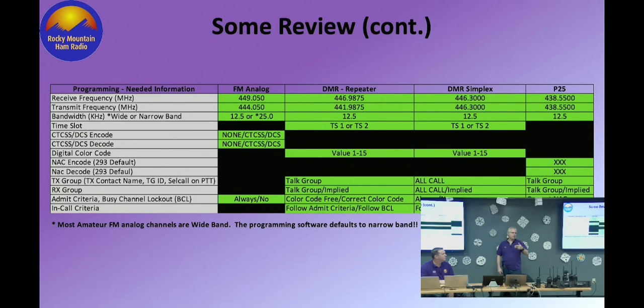CTCSS, for encode and decode, is not required, but you can put it on so the repeater actually encodes it. And if you want to hear it on your radio and not some of the garbage when you're driving around, you'll put it on the decode side. So with the DMR repeater, these are some of the pieces that you'll put in your code plug. I put a simplex example. The big difference with that is they put an all call in rather than a talk group. And we're not going to do a lot on P25. The programming is pretty much similar, except that they call it a NAC code.